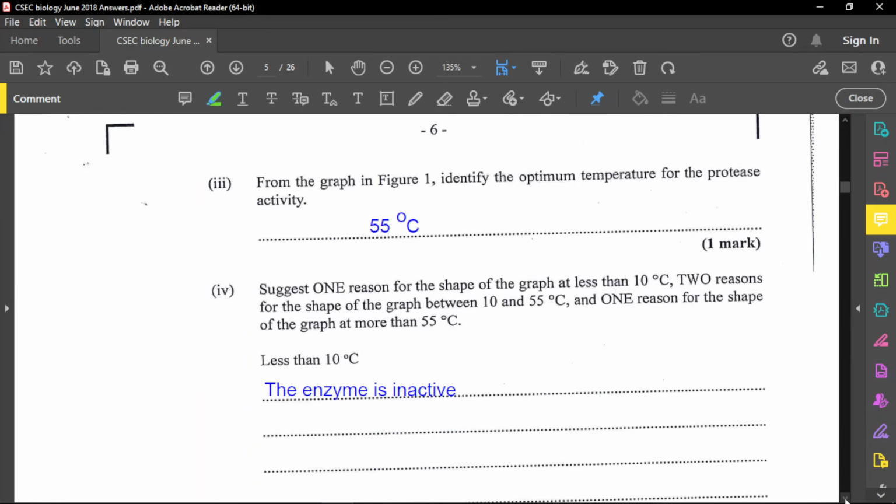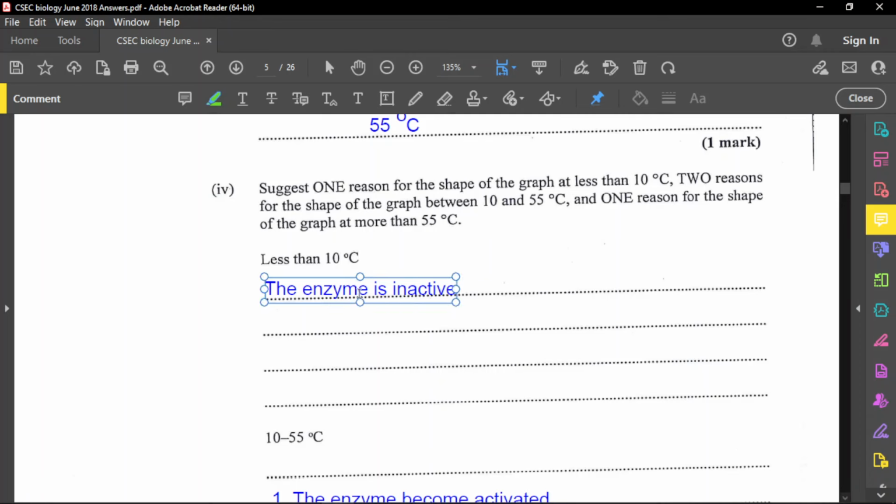All right, and so part 4 is to suggest one reason for the shape of the graph at less than 10 degrees Celsius, 2 reasons for the shape of the graph between 10 degrees Celsius and 55 degrees Celsius, and 1 reason for the shape of the graph at more than 55 degrees Celsius. If you go back to the graph, you'll realize that at less than 10 degrees Celsius, it was 60, meaning it is taking a very long time. That's a whole hour, all right, so 60 minutes, which is 1 hour.